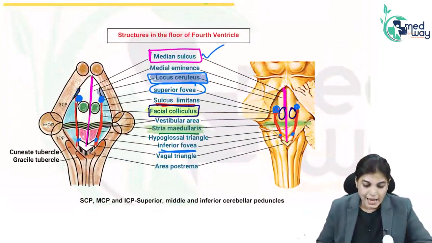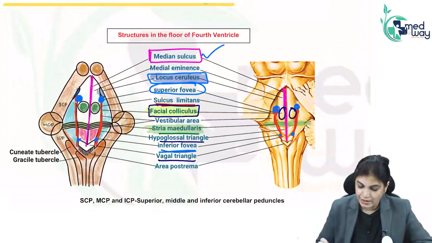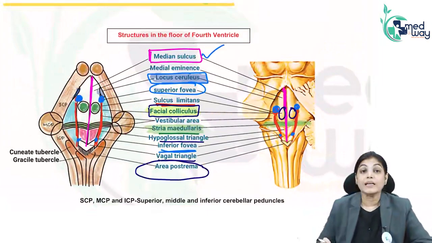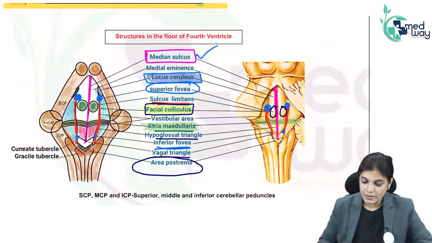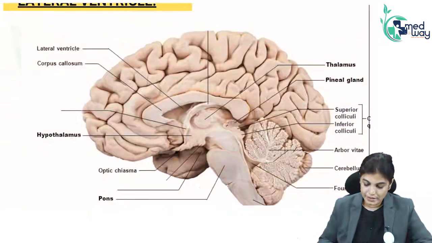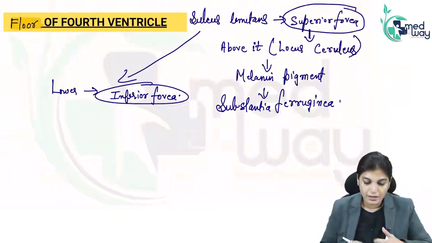Now, as I told you, from the inferior fovea, the sulcus limitans in the lower medullary part also has two triangular areas. There is a hypoglossal triangular area and a vagal triangular area. Lower down there is also an area called the area postrema. So we have to know about all these structures. Please write down, then we will come to the lateral vein. But before that, I just want to complete it. So write down the other structures.